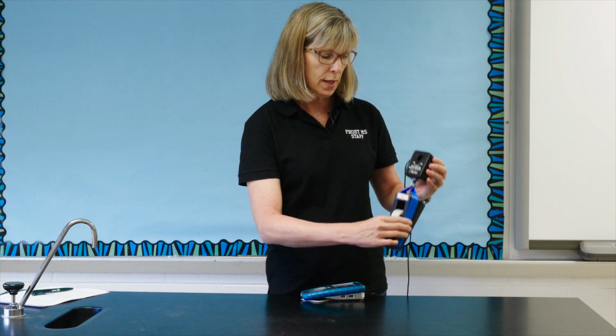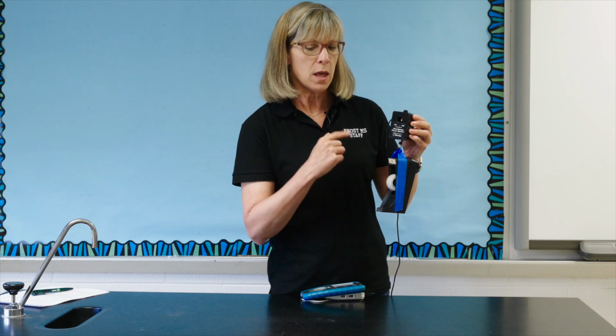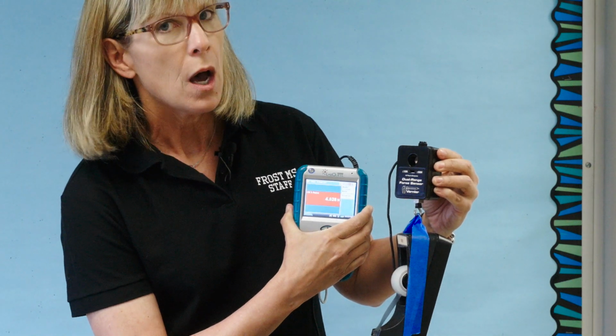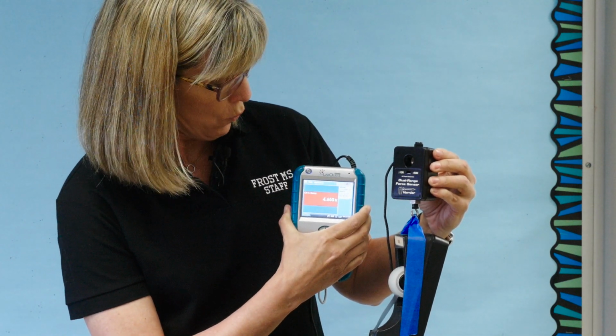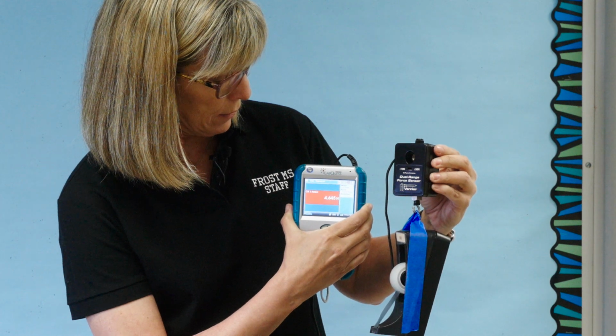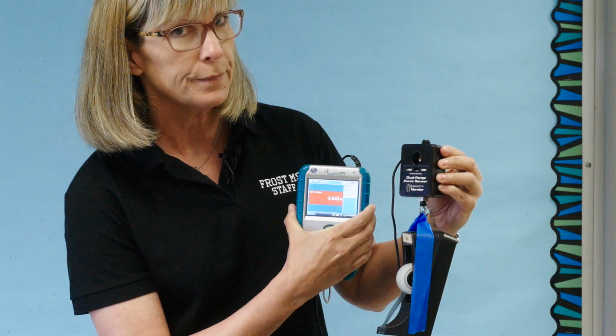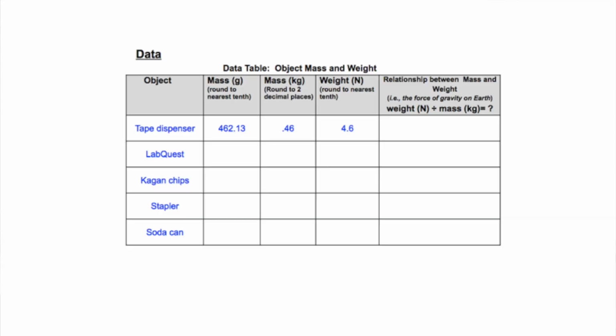Now I measure the weight of the tape dispenser using the force sensor on the LabQuest. You'll notice that the way this works is that the dispenser has to hang so that gravity has a chance to have an effect on its weight. So I'm going to call this reading 4.629 newtons. Add that number to the data table.